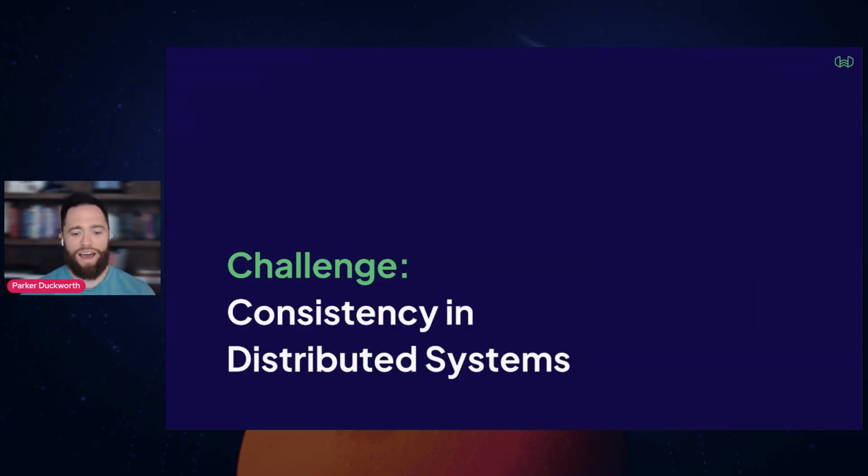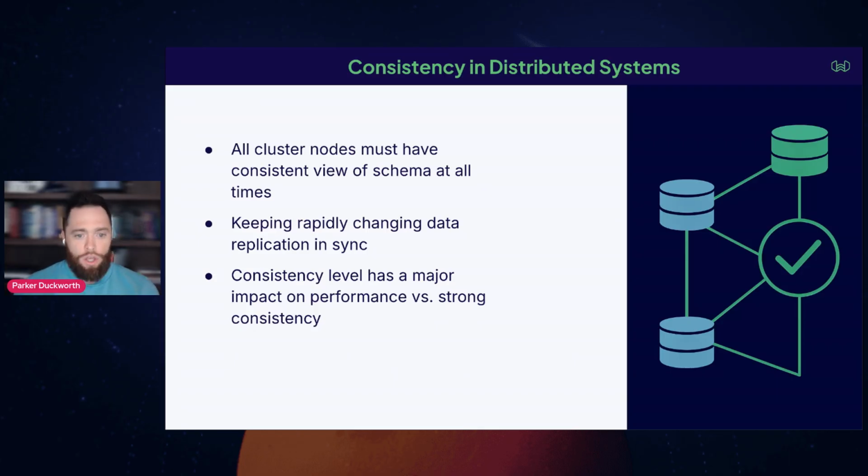So first, taking a look at consistency in distributed systems. Within Weaviate specifically, all cluster nodes have to have a consistent view of the schema at all times. If at any point two different nodes have a different view of the schema, this can result in some serious issues like data loss or data corruption. And we need to make sure that the schema is consistent across the entire system.